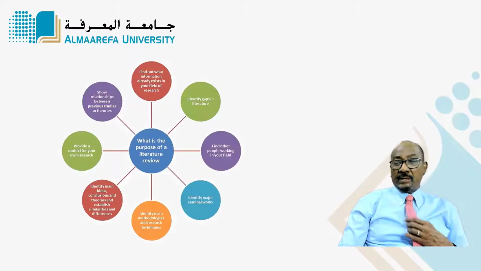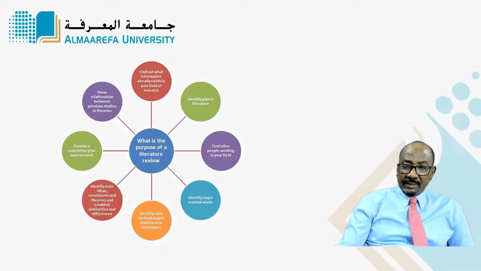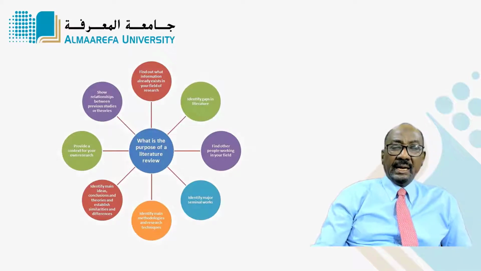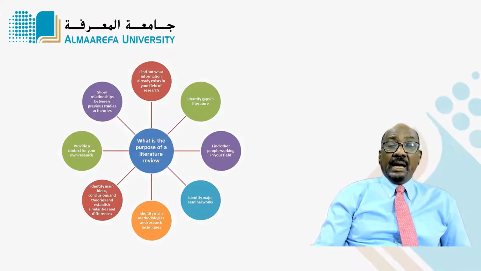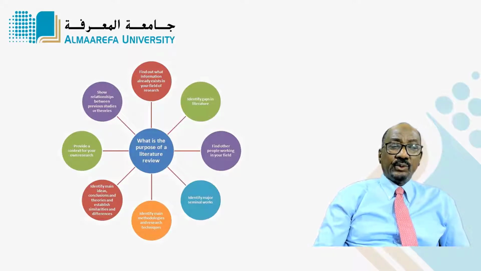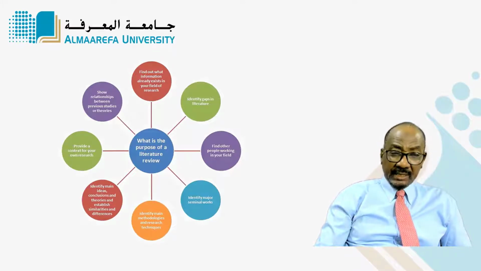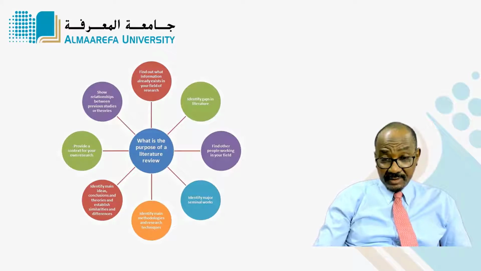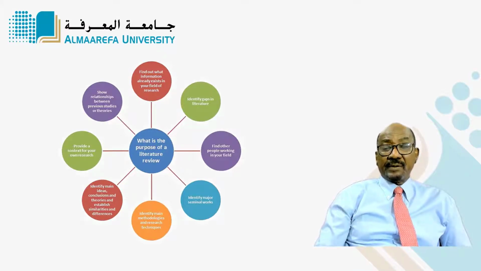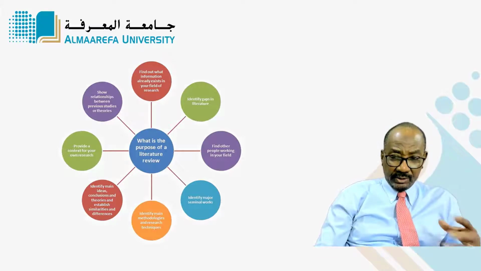Now, the purposes are summarized beautifully in this infogram. This infogram actually lists the purposes, these are actually 8 purposes. For example, you want to find out what information already exists in the field of your research. You might want to identify the gaps in the literature so that you justify your research. You might need to find other people working in your field. You review the literature and see who is also working in this field.